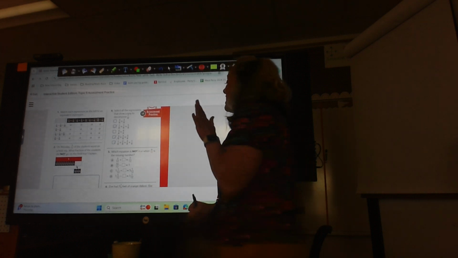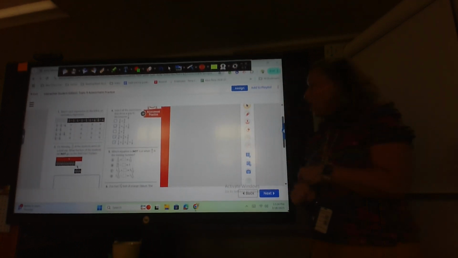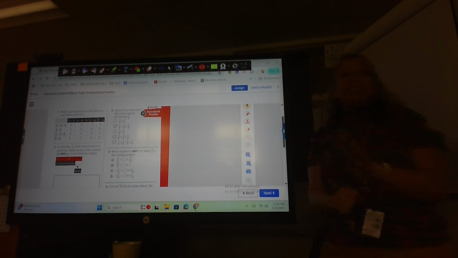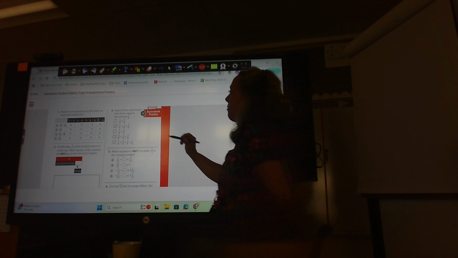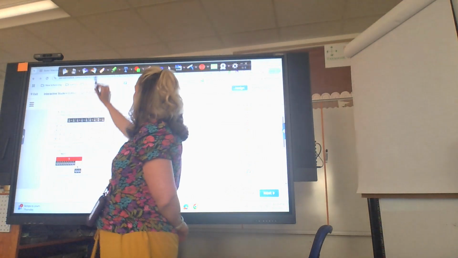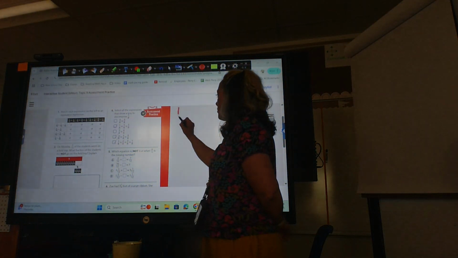Number 5, which equation is not true when 4/12 is the missing number? So right now, I want you to plug 4/12 in for each one of those. See which one is not true. I'm going to start from the bottom, because those look a little more difficult.